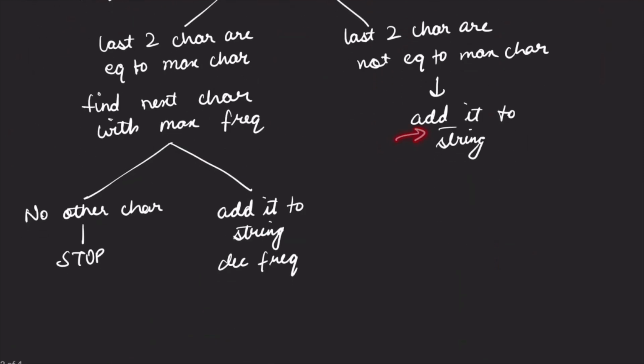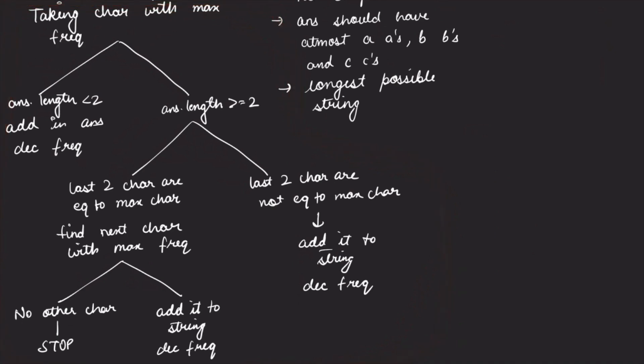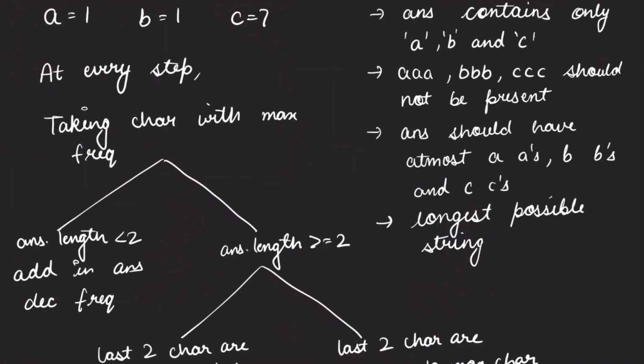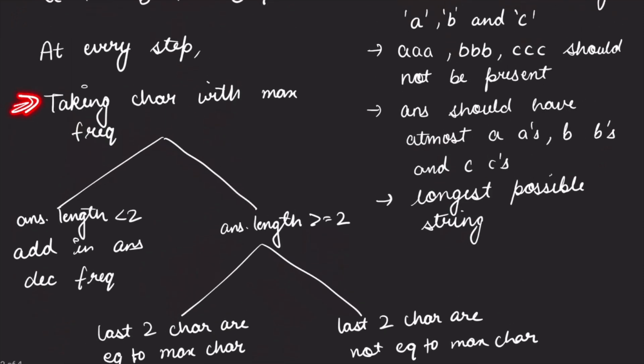That you will add to the string and you will decrease its frequency. So if you follow this approach, then you will be able to create the longest string, right? Now, we wanted the character with maximum frequency at each step, and in some cases we want to find the next character with the maximum frequency, right? So how are we going to get this character? What data structure will we use for this?